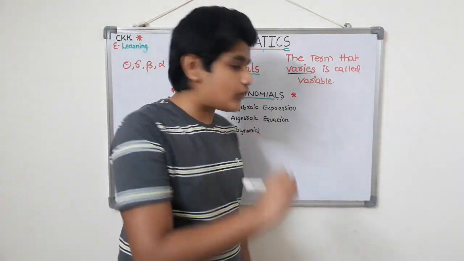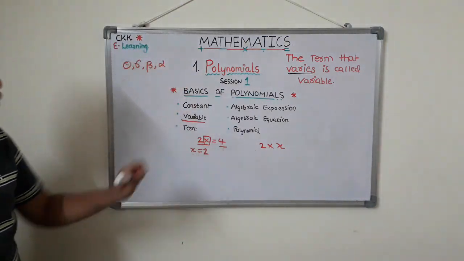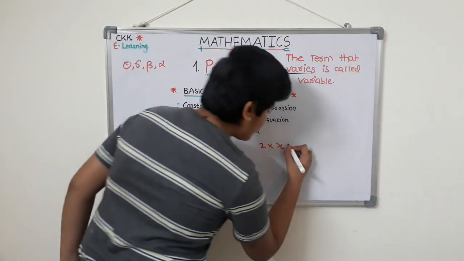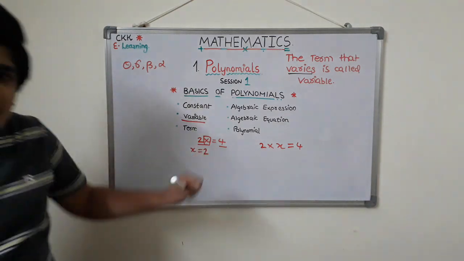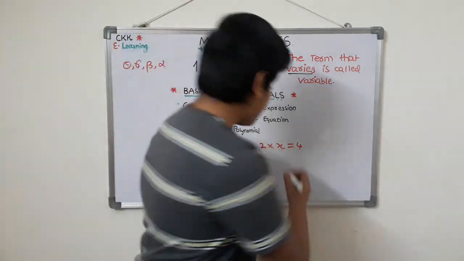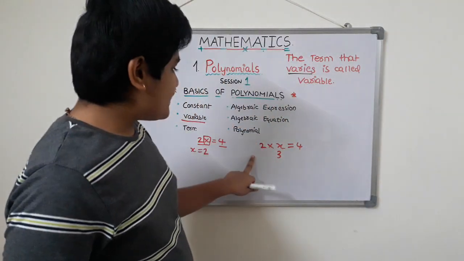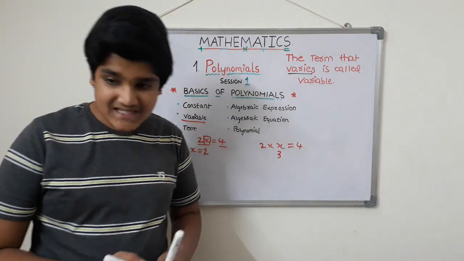Because 2 2s are 4. 2x means 2 into x. So here I told this is 4. So the x value will obviously be 2 because 2 2s are 4. If you keep the x value as 3, 3 2s are 6. So that's why the x value is 2 in this case.